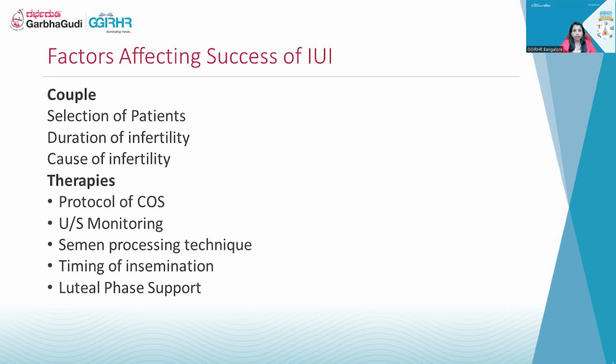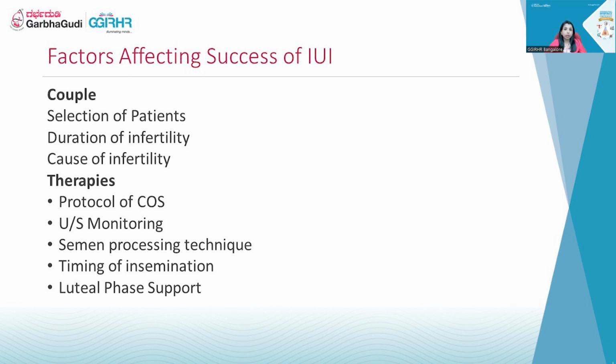So what are the factors affecting the success of an IUI treatment? The first thing is the couple parameters. Whether you are selecting a proper couple for the IUI treatment. Is the couple a suitable candidate for IUI treatment? What is the duration of infertility in that couple? What is the cause of infertility?